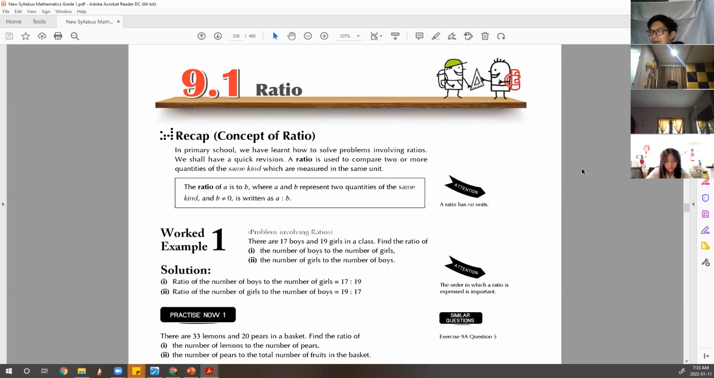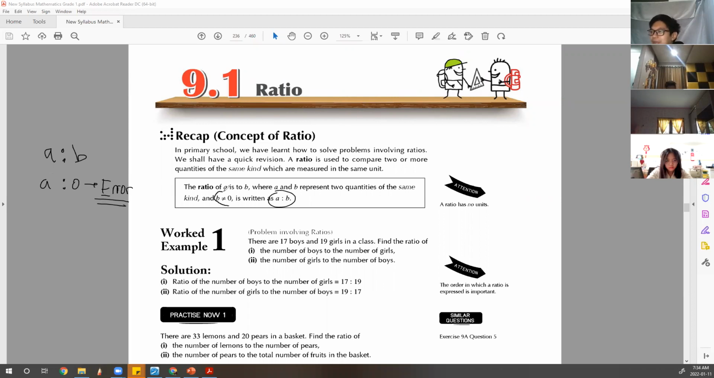If I have the ratio of A to B, you can write A double dot B, A:B. See? And B cannot be zero. Zero is nothing, right? So you have to use a number here. Why can B not be zero? Because any number divided by zero is a mathematical error. So B cannot be zero.